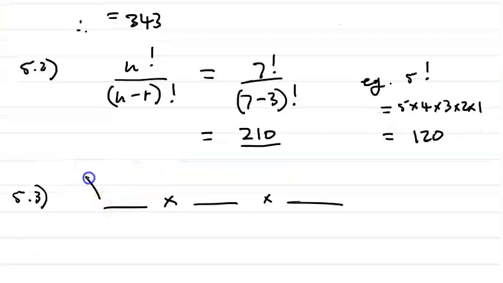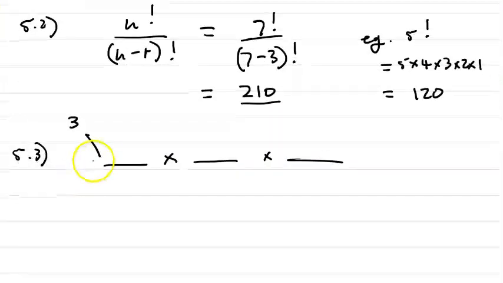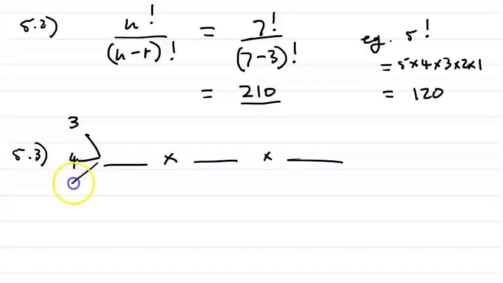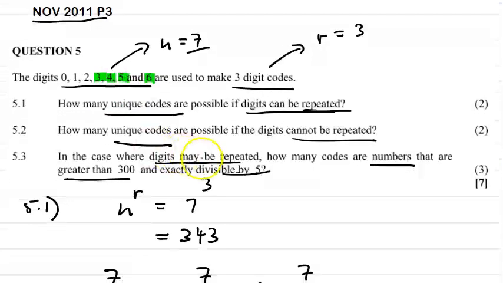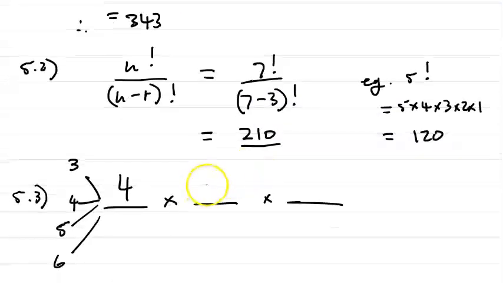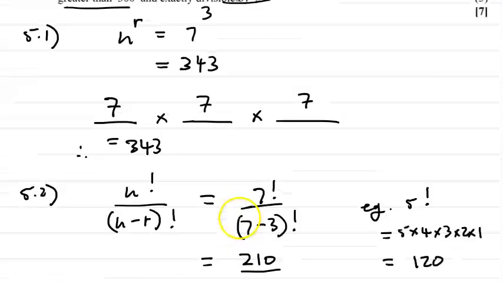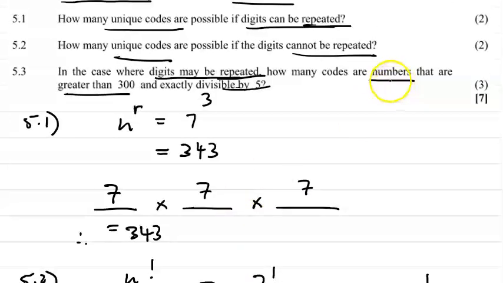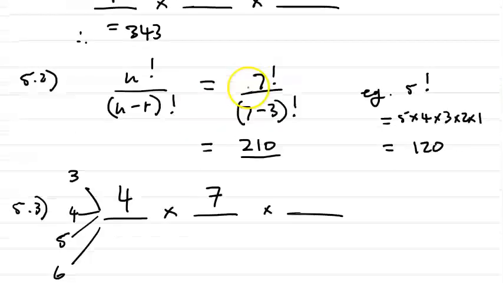So therefore for position 1 you can have 3, 4, 5 or a 6. So therefore you can have 1, 2, 3, 4 possible digits. They tell us very clearly that digits may be repeated. So therefore you have all 7 digits to choose from in the second position. Lastly, they tell us that numbers are greater than 300 and exactly divisible by 5.